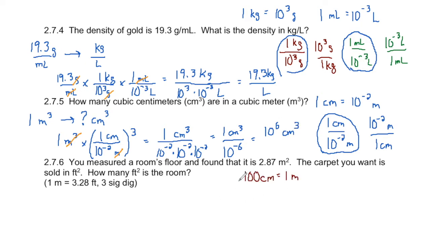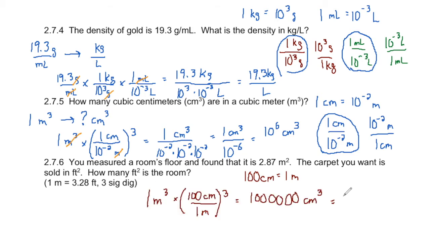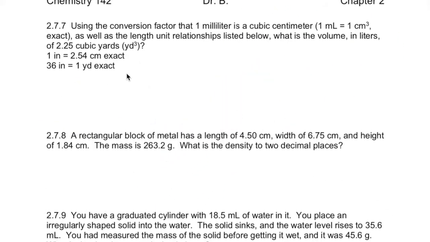So some people might not like powers of 10, and they might know that there are 100 centimeters in 1 meter, just like there are 100 cents in a dollar. Centi is 100. So 1 cubic meter is actually 1 million cubic centimeters, or 1 times 10 to the 6 cubic centimeters. Let's try another conversion with cubic units.